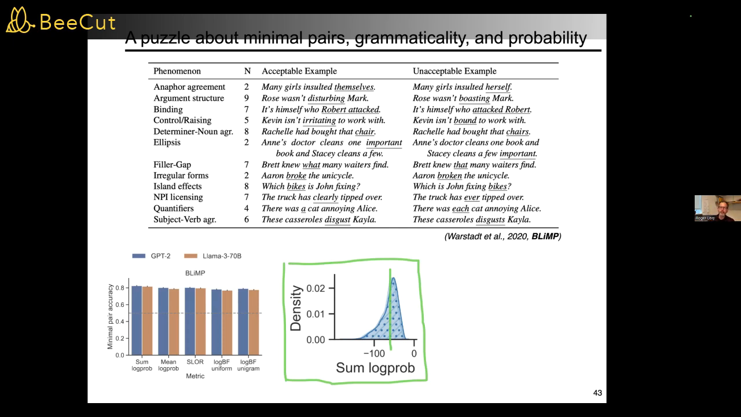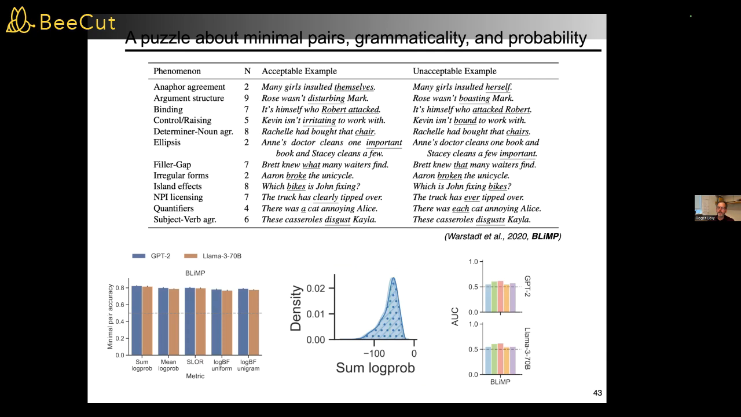And the quantity that's used for doing that is what's called the area under the curve. An area under the curve of 0.5 is not separating at all, and an area under the curve of 1 is perfect separation. The area under the curve for both GPT-2 and Llama, using all of these different variants over here, both raw log probability and its normalized variants, is very poor. Okay, so it's not much above 50%.